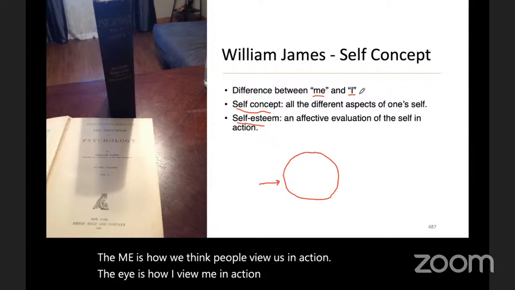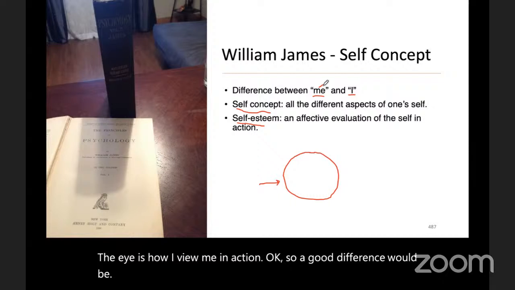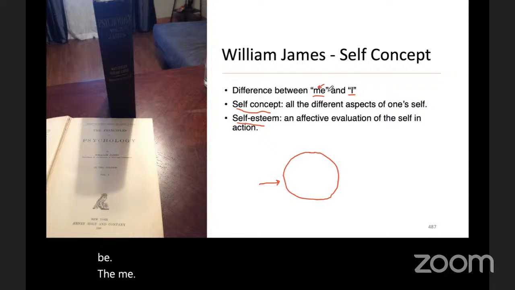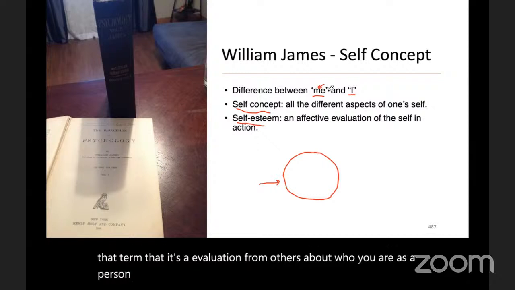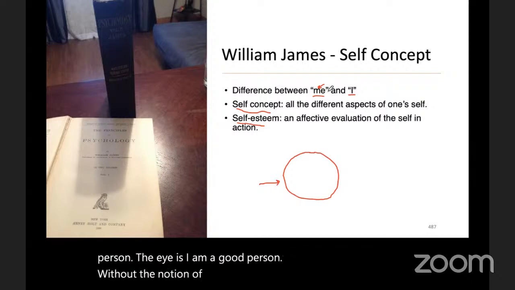Okay. So a good difference would be the me: I ought to be me more often because people like me. Okay. You hear that it's an evaluation from others about who you are as a person. The I is I am a good person, without the notion of how others view us.